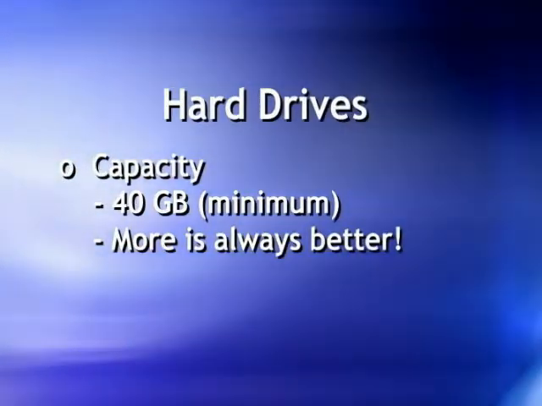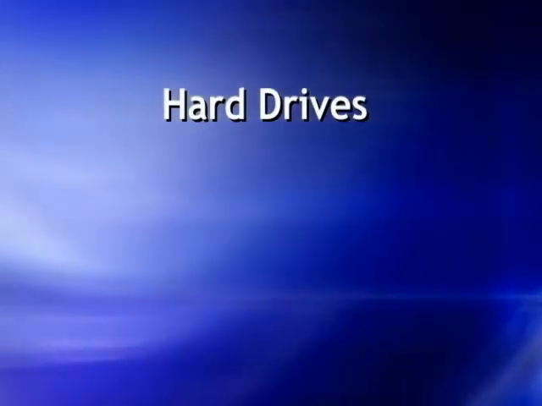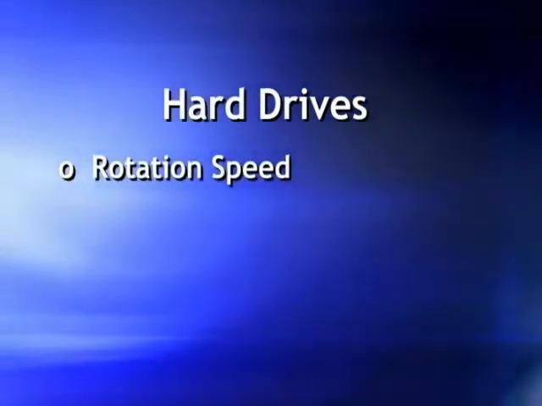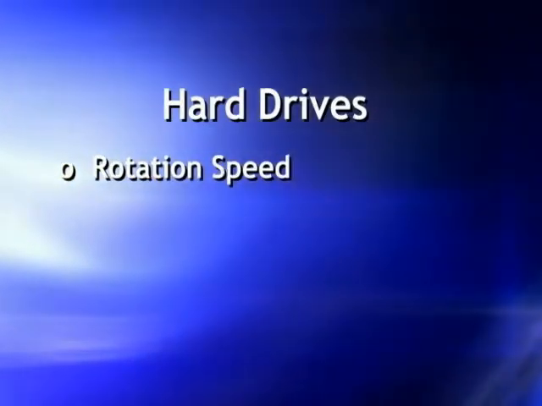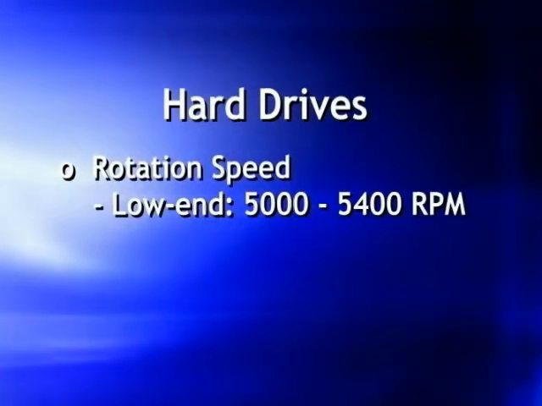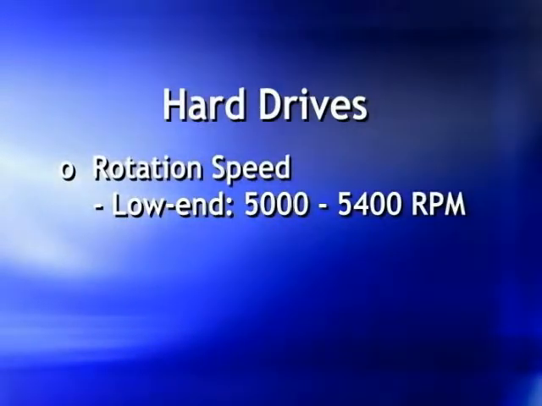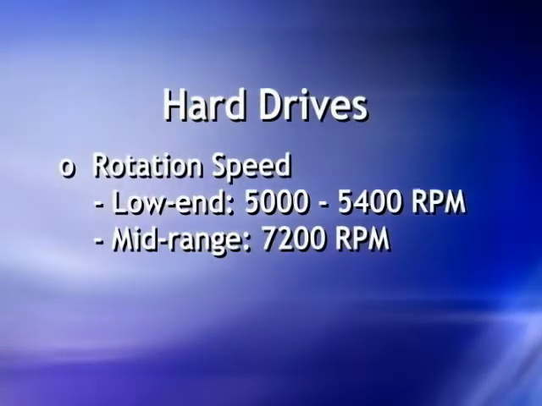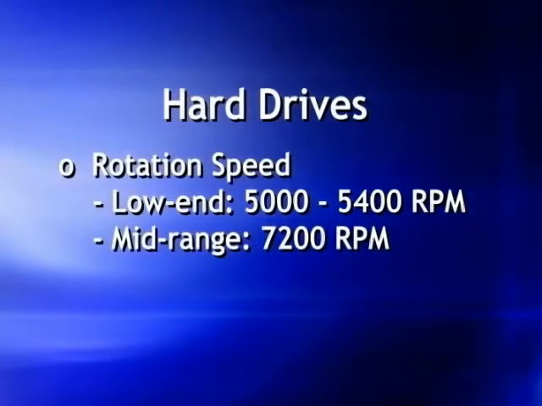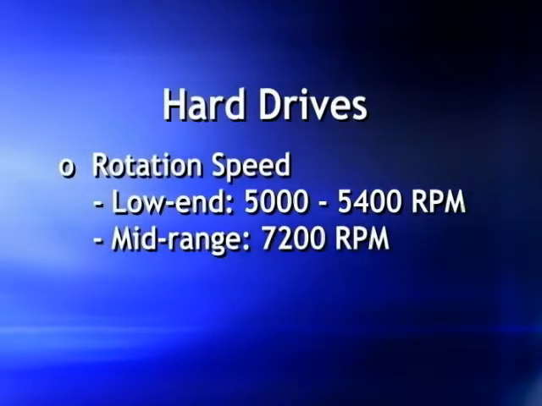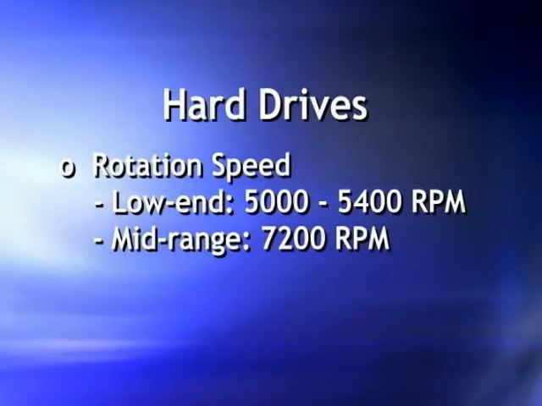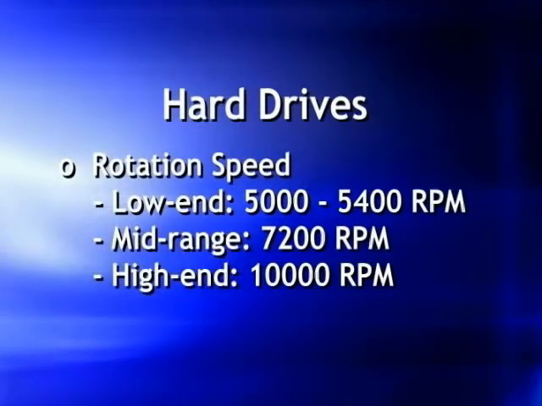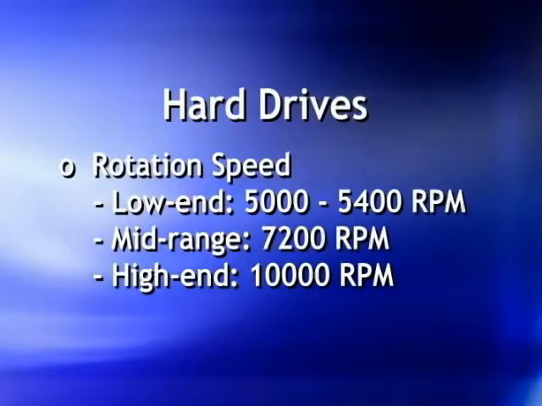Another thing you want to keep in mind is how fast the hard drive spins. The faster the hard drive spins, the faster it can read and write data. Low-end hard drives run at about 5,000 RPMs. Middle of the line hard drives run at about 7,200. These are really nice, much snappier than the low end. I would set this as my bare minimum. And if you really want to spend some money, you can get a 10,000 RPM hard disk drive. Once again, you're just increasing the performance of the system.